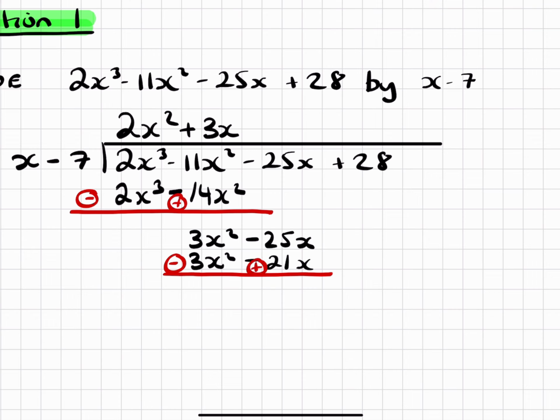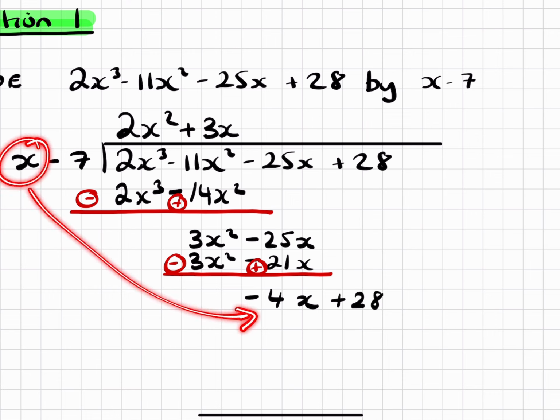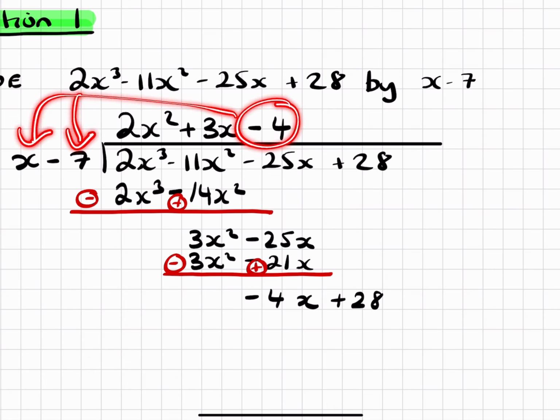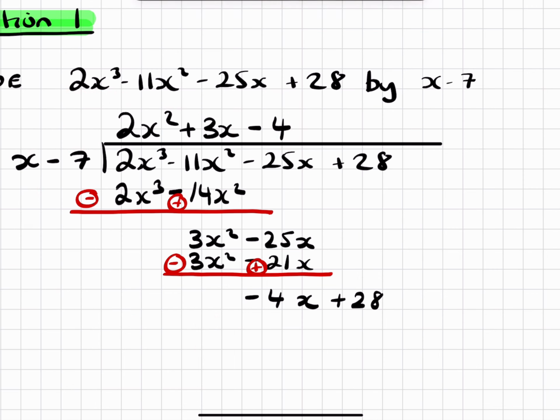These cancel, and we get minus 25 plus 21, which gives me negative 4x. Bring down the 28 and rinse and repeat. x times what gives you negative 4x? It would be minus 4, and I write that up here. Now I do minus 4 times these two numbers and write them underneath. So I get minus 4x, and minus 4 times minus 7 is plus 28. Then just to finish it off, draw a line and change the sign.